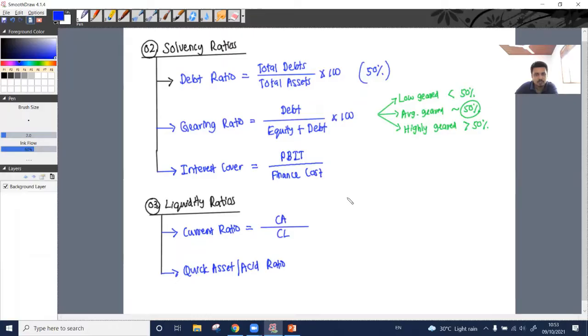What is the rule of thumb? What is the generally accepted level when it comes to the current ratio? Companies try to maintain a current ratio of 2:1.